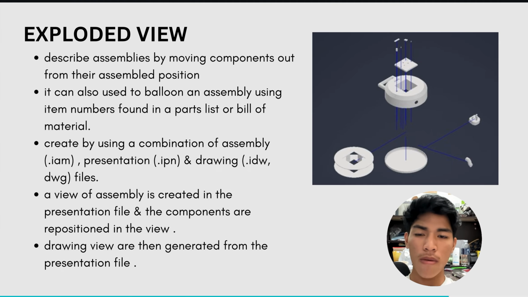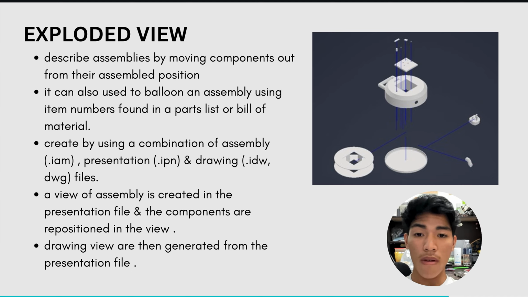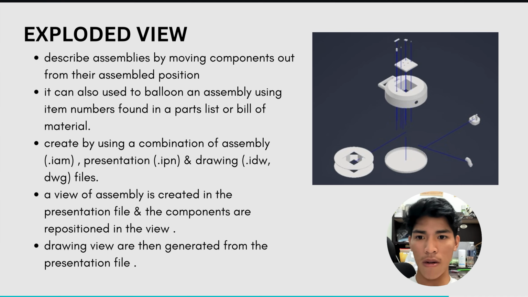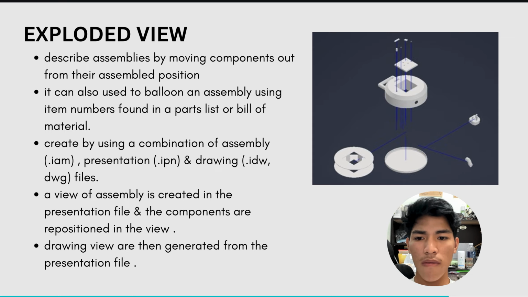The exploded view describes assemblies by moving components out from the assembled position. It can also be used to balloon an assembly using item numbers found in the parts list or bill of materials. The exploded view is created by using a combination of assembly, IAM, presentation, IPN, and drawing, IDW, DWG files. A view of the assembly is created in a presentation file and the components are repositioned in the view. Drawing views are then generated from the presentation file.